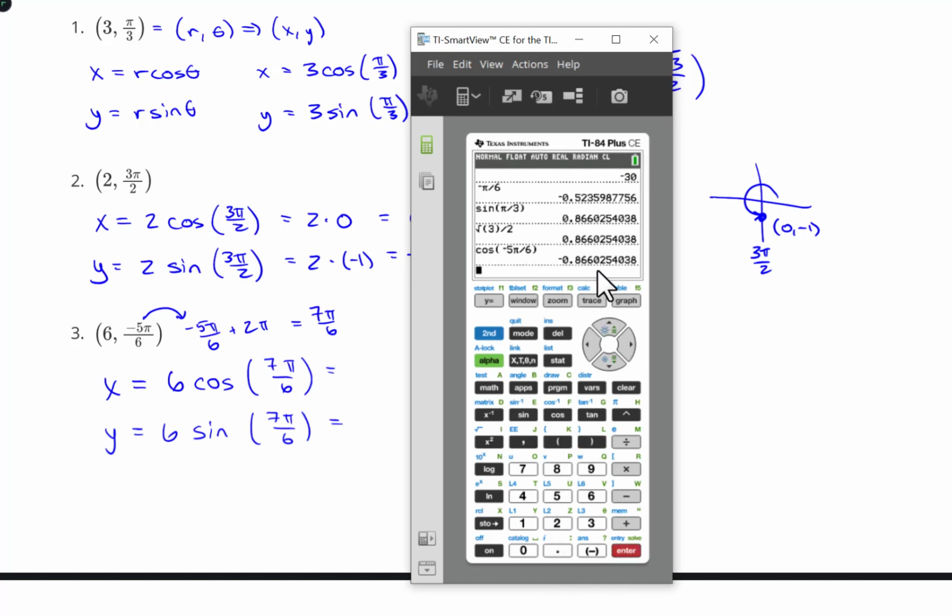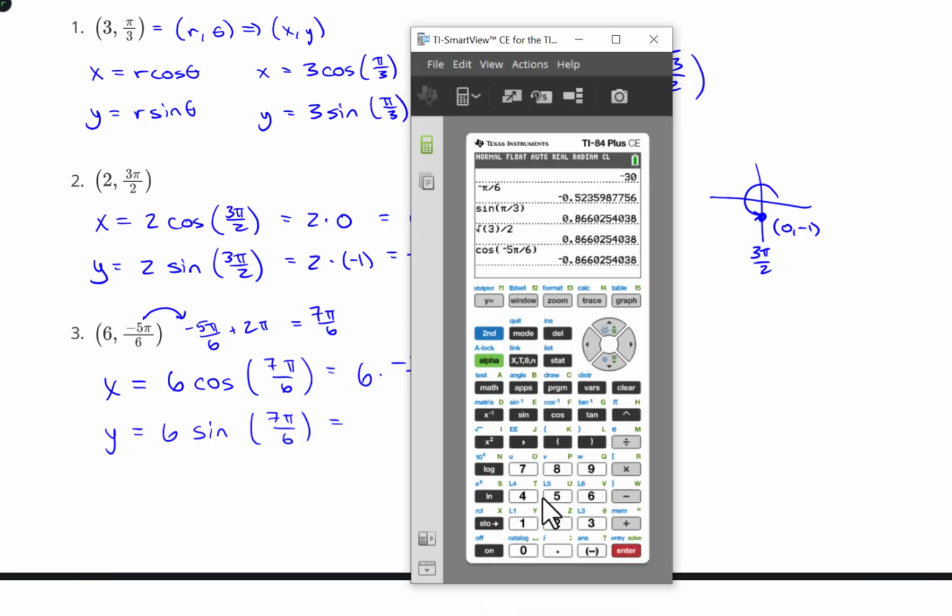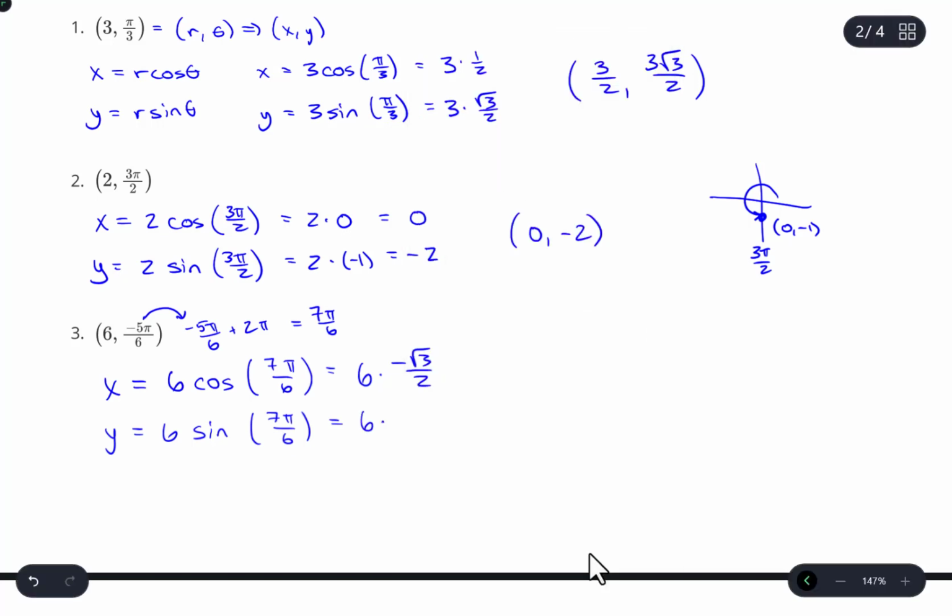So that's negative root 3 over 2. So 6 times negative root 3 over 2. And the other one should be a half. So sine negative 5 pi over 6, negative 1 half. So 6 times negative 1 half. So that means I have the coordinate, 2 goes into 6 3 times, so negative 3 square root of 3 and negative 3.